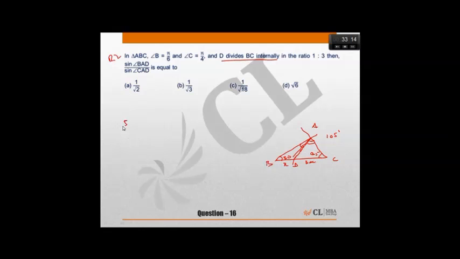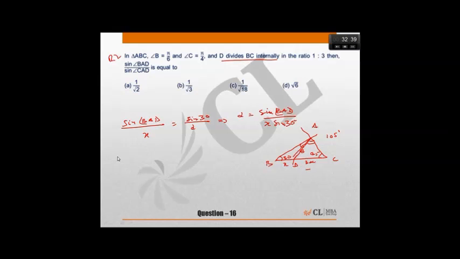Okay, so sine of BAD upon sine 30. Sine of angle BAD upon x. Let me say this is equal to D, which is equal to sine of 30 upon D, which implies D is equal to sine of angle BAD upon x into sine 30 degrees.